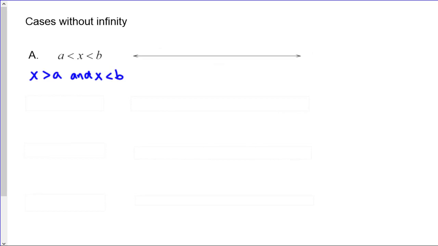So on a graph, I would need two numbers, a and b. And I'm looking at all the numbers in between them. So I'm going to shade in between. And I'm not including either endpoint value, so I'm using parentheses around each. So the interval notation here would just be the interval from a to b, parentheses around each.